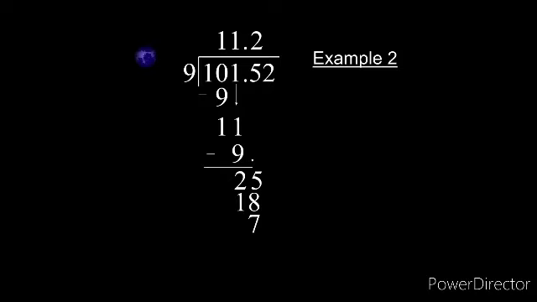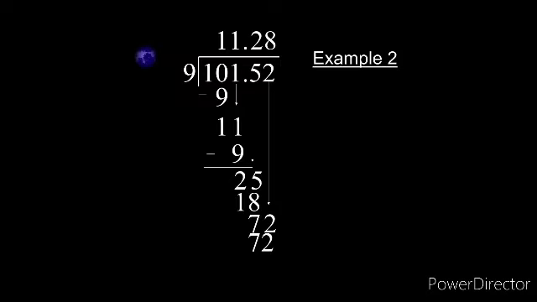Very good, 7. Okay, so now we have the last digit to bring down. So we bring down the 2, it equals 72. 72 divide 9, class. Yes, very good, it equals 8. 8 times 9 equals 72. So just like that, class.